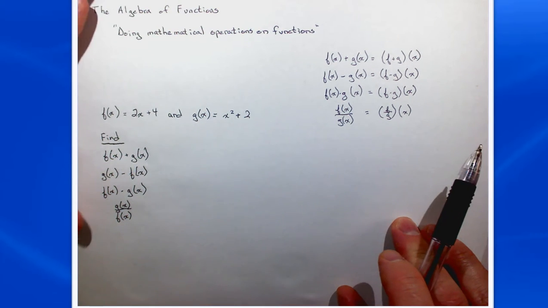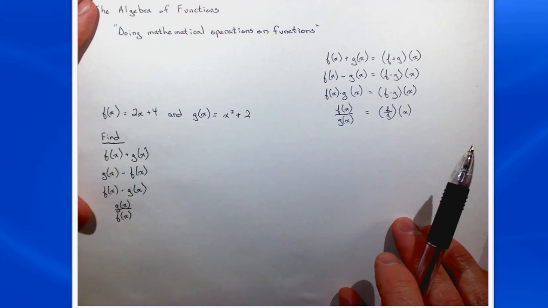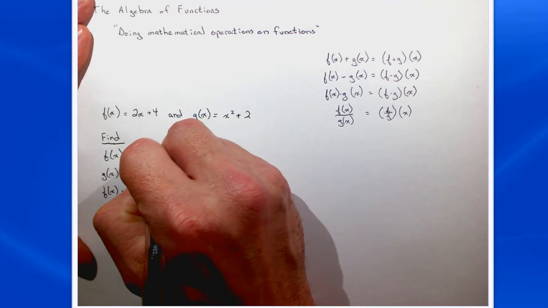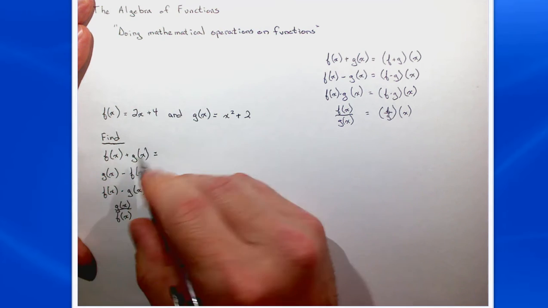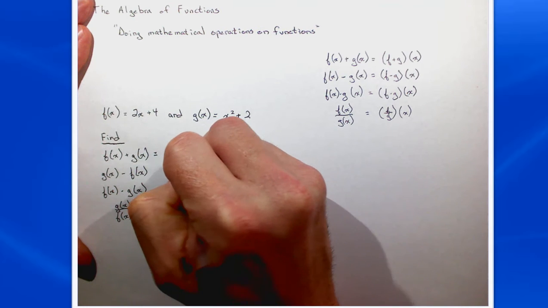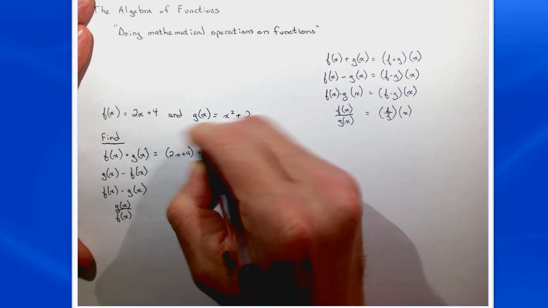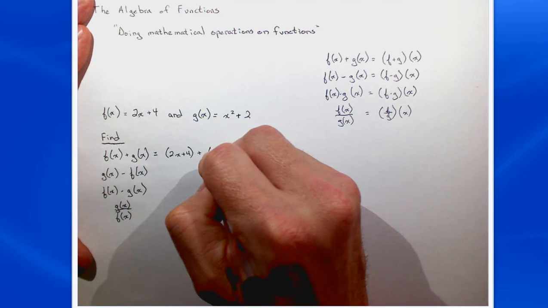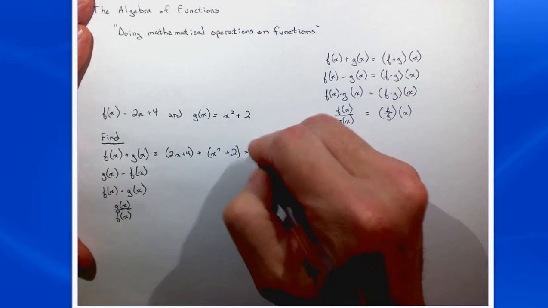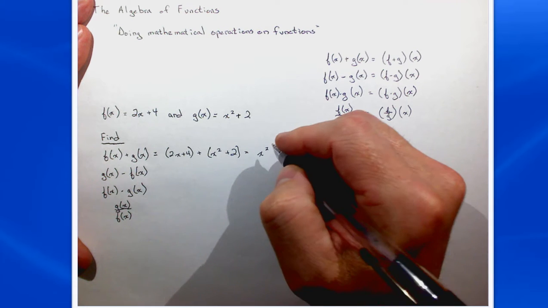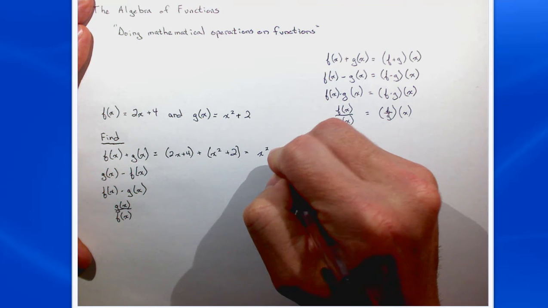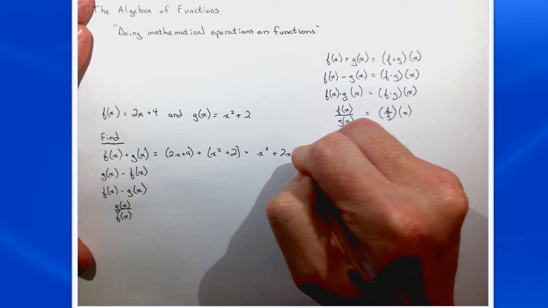So this is what I have. I have f of x plus g of x. And what that simply means is, what is f of x? It is 2x plus 4, plus g of x. And what is g of x? x squared plus 2. Combine like terms and write your term of the highest power first. So I have x squared plus 2x plus 6.